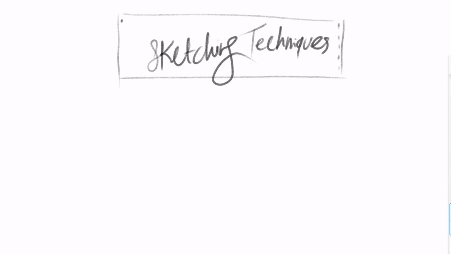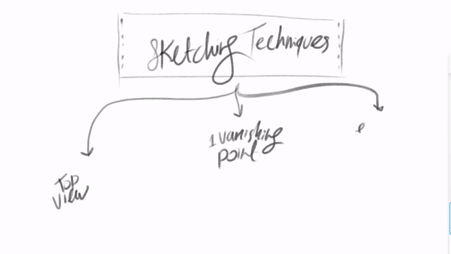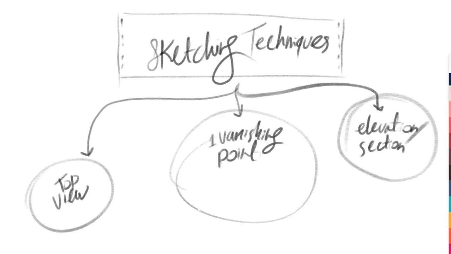So let's start with talking about sketching techniques. In this video, I'll be discussing with you 3 different views. So we'll talk about the top view sketch, the one vanishing point, and we'll talk about elevations and sections all together. And we will talk about when do we use it and how do we do it, but we'll do it very quickly because we don't want to make this video too long. Let's start by the most common.